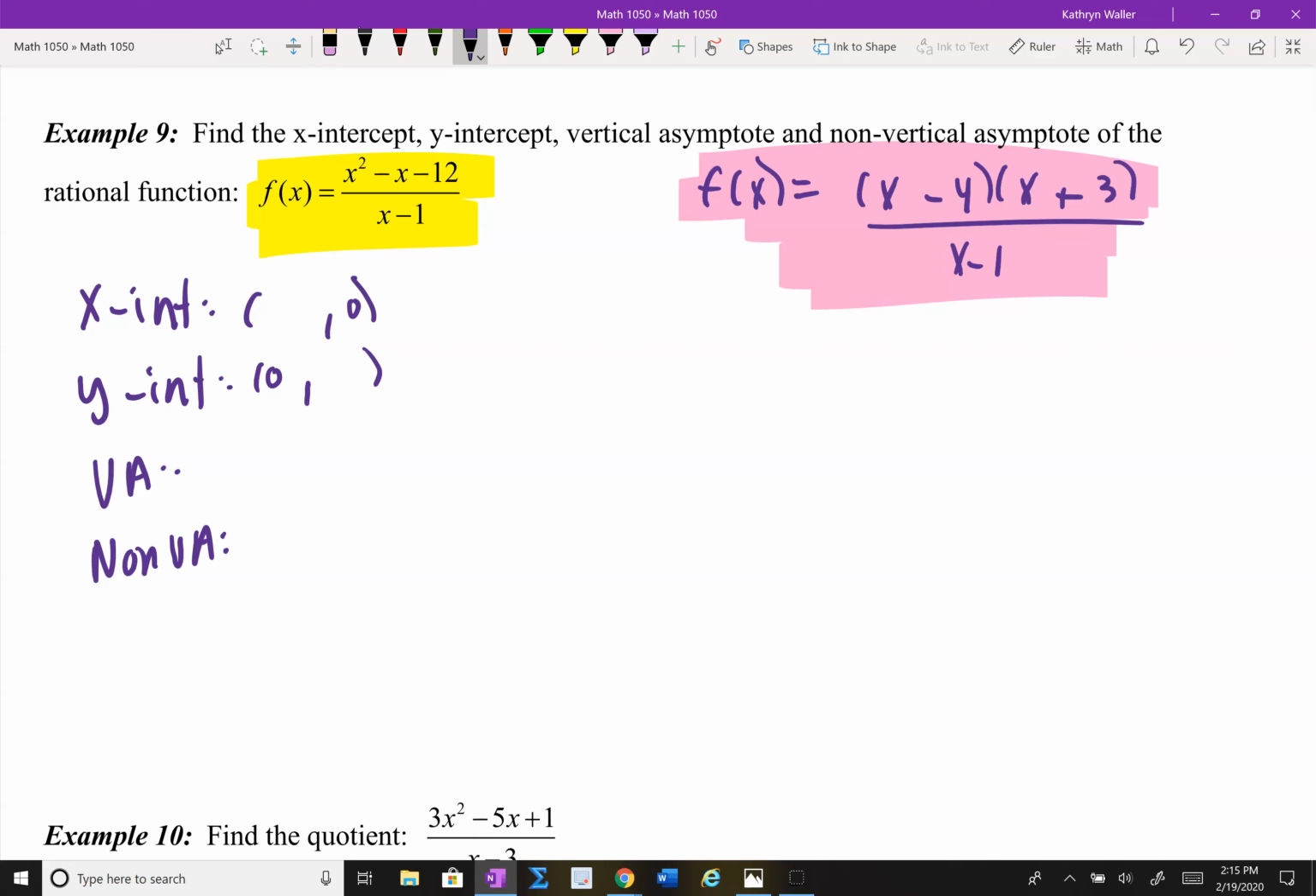X-intercept. Y is a 0. It's the same as letting the top be a 0. Yellow or pink? Who's easier?